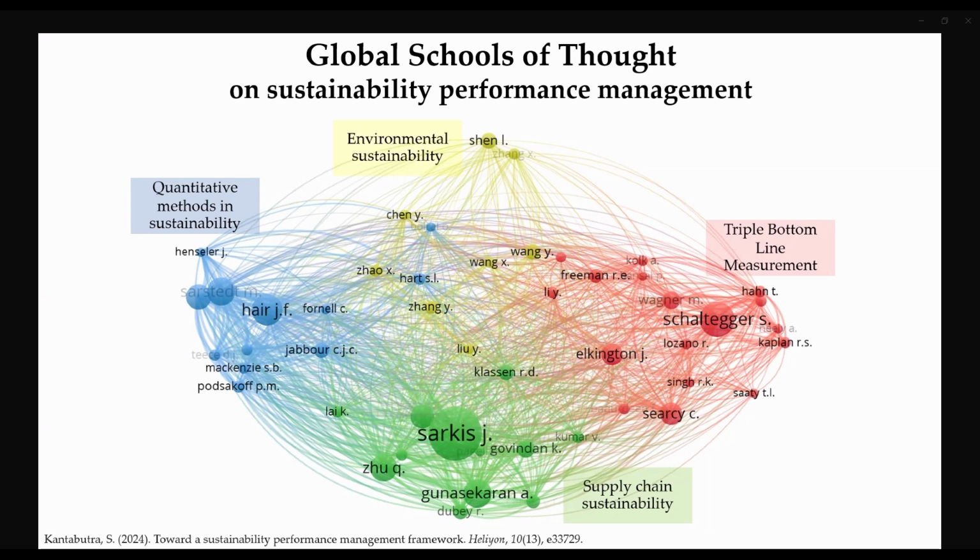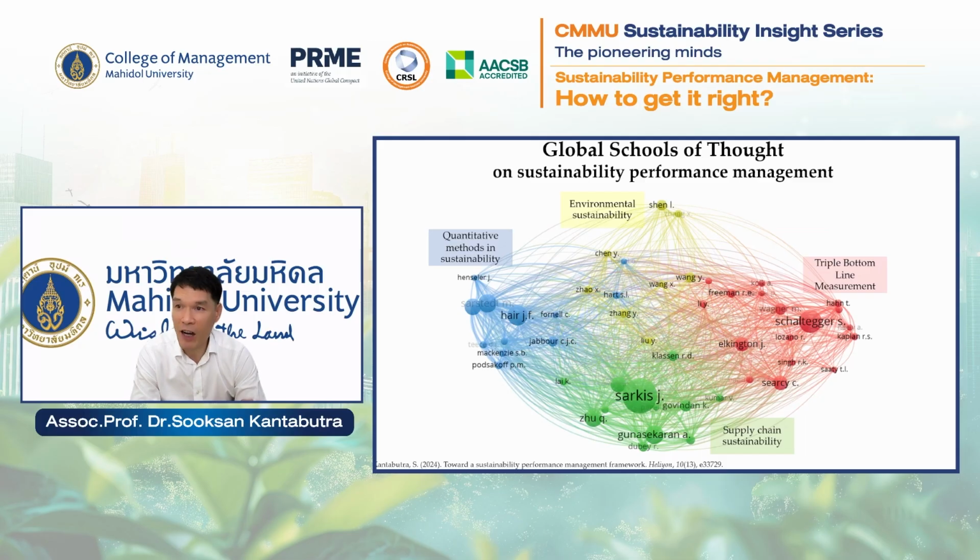And there is another group in green below here that focuses on supply chain sustainability, because supply chains are a big area of study, as they impact a lot of human life. And there is another group that focuses entirely on quantitative methods in sustainability. As you can see, none of them focus on sustainability performance management. There's no school of thought on that.